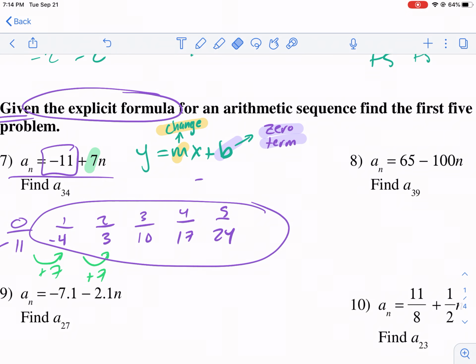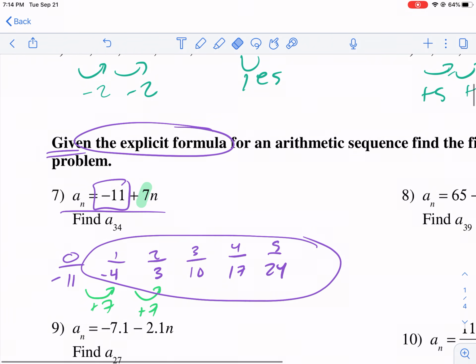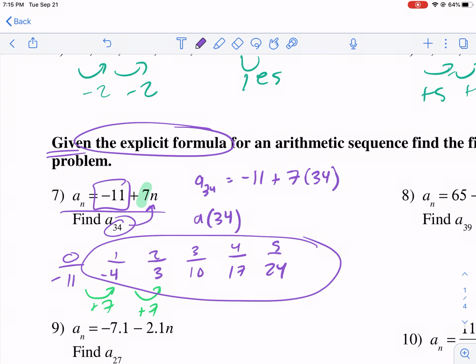Let me backtrack here a second. I'm going to erase this, and pause or rewind if you need it, but I'm erasing it because I need some more room. Okay, so in this case, if we're looking for 34, we're just going to plug in that 34 for n. So we have a of 34. You often see it like this. I think that's better personally, but this particular worksheet's doing a different notation. That's fine. Okay, and then just plug in 34.